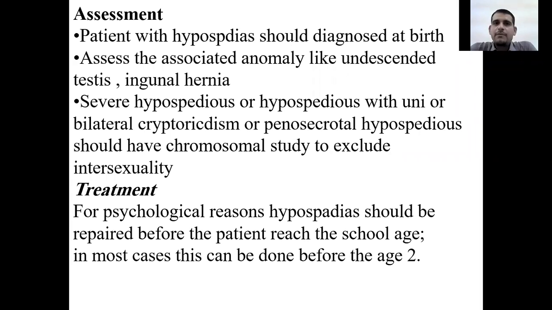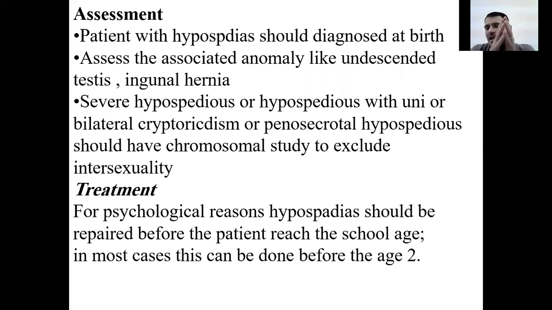Assessment: a patient with hypospadias should be diagnosed at birth, and we assess the associated anomalies like undescended testis, inguinal hernia, severe hypospadias, or hypospadias with unilateral or bilateral cryptorchidism. Penoscrotal hypospadias should have a chromosomal study to exclude intersexuality.